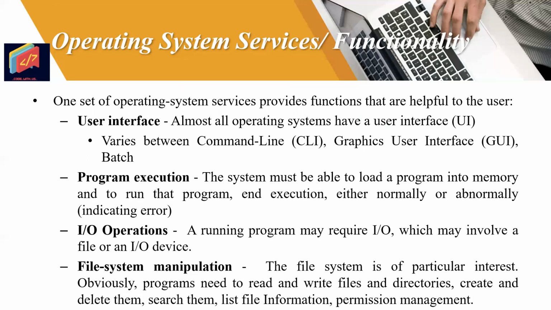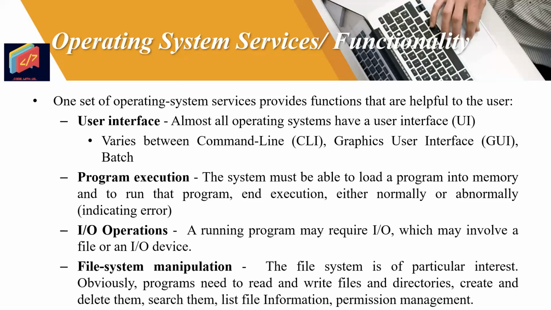The next one is program execution. It means the system must be able to load a program into memory and to run that program, ending execution either normally or abnormally, indicating an error also. Next, the IO operations. A running program may require IO, which may involve a file or an IO device.